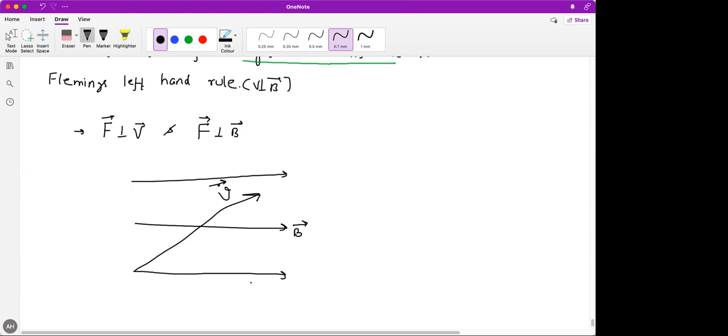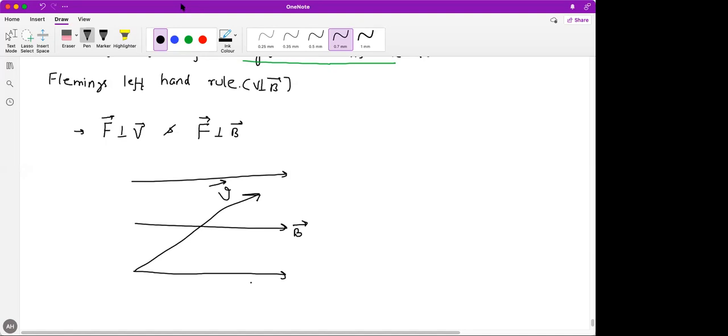Take your right hand, place your finger in the direction of velocity and curl it towards the magnetic field. So place your finger in the direction of velocity and curl it towards the magnetic field. Your thumb will give the direction of magnetic force. Okay, I'm showing it with this one.